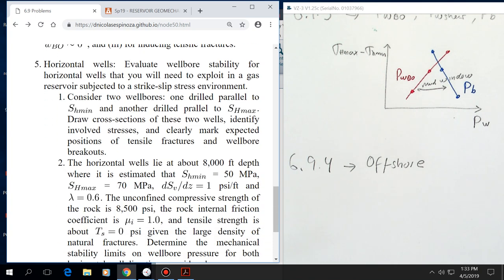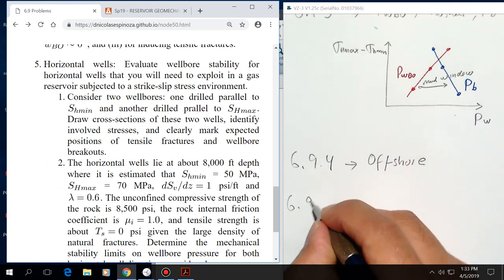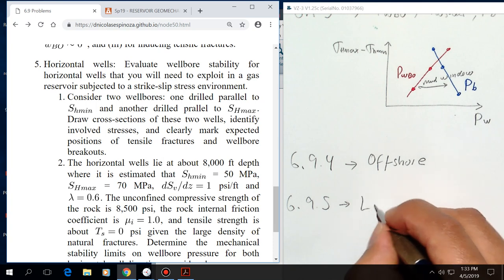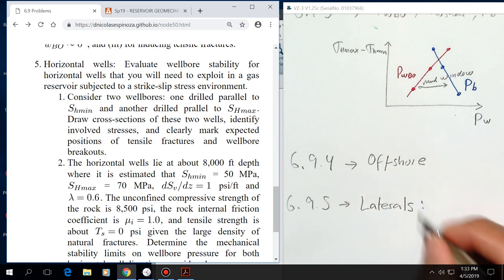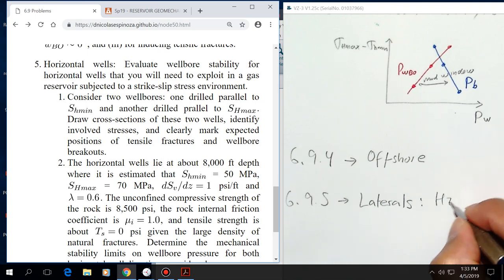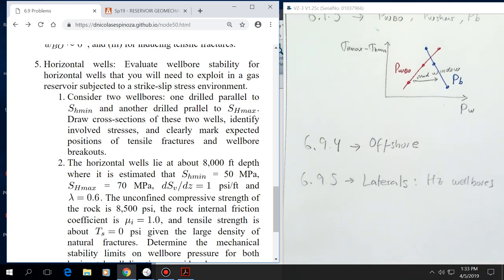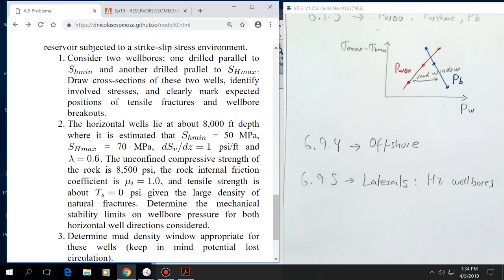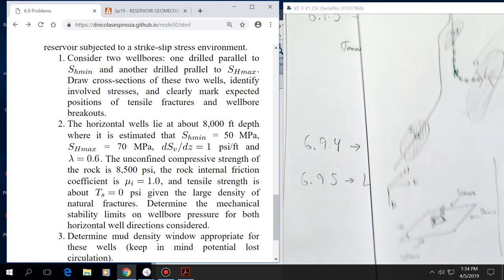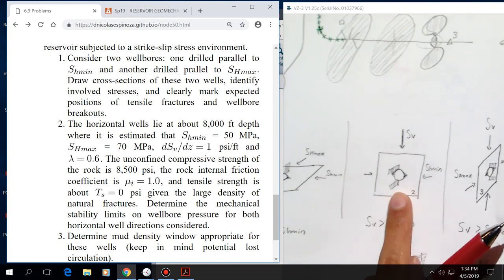The one that is going to be a bit different now is 6.95, because with 6.95 you have to calculate drilling stability for horizontal wellbores. Let's see what the problem says so I can help you with that. Okay, it's a gas reservoir and you have two wellbores. One drilling in the direction of SH min and one drilling in the direction of SH max. I'm asking you to draw cross sections of those wellbores, similar to what we did in this case. So that's what I mean with the cross sections for the wellbores.